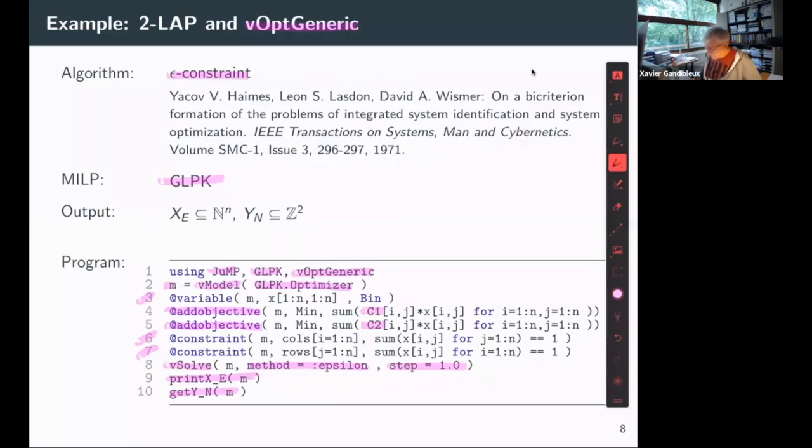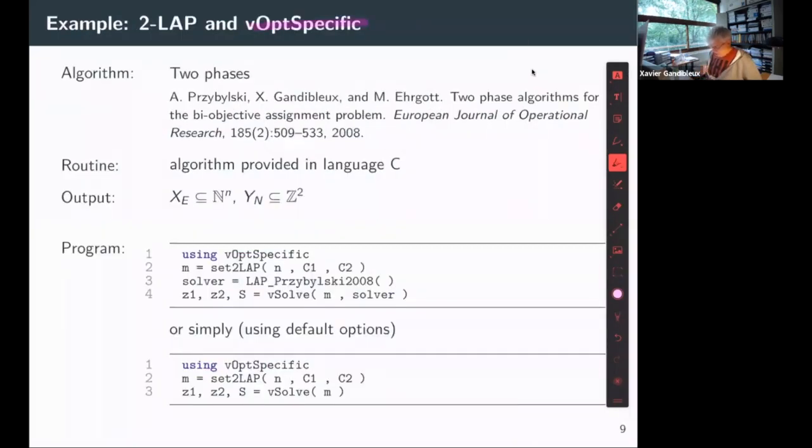The same problem solved with vOpt specific. Here, the algorithm that we want to use is a two-phase method, an algorithm that we developed some years ago. It is written in C. The user invokes vOpt specific, selects the corresponding API, and provides the parameters of the problem. This is the two-cost matrix. He selects the solver and invokes vSolve using this solver, and then he has access to the non-dominated points and to the efficient solutions.